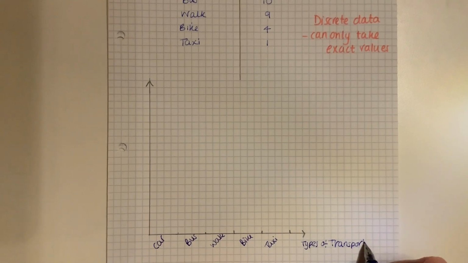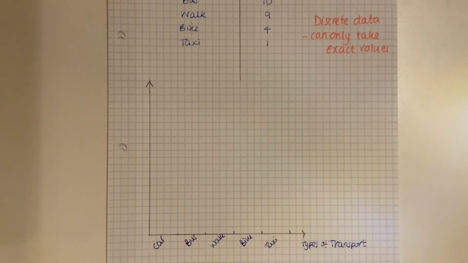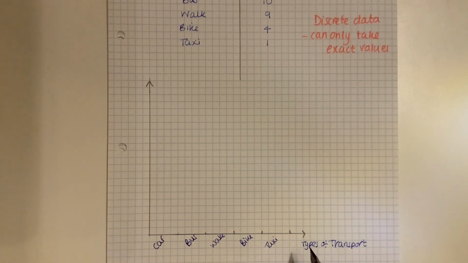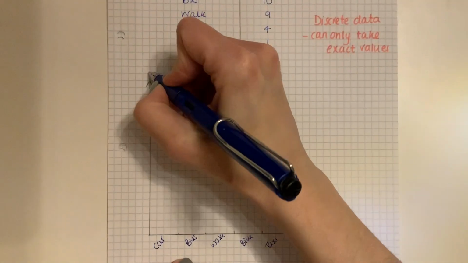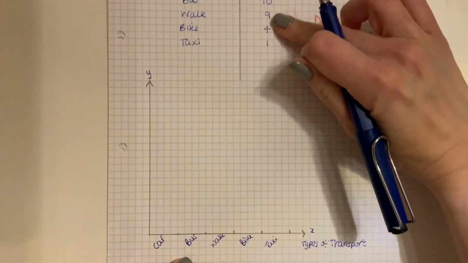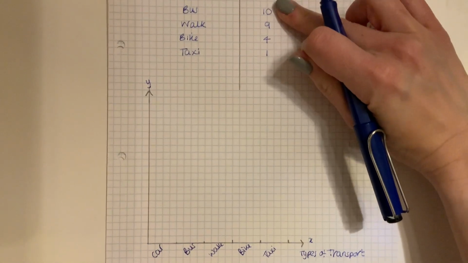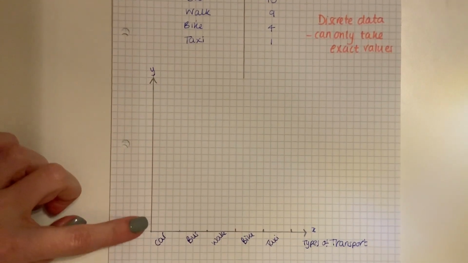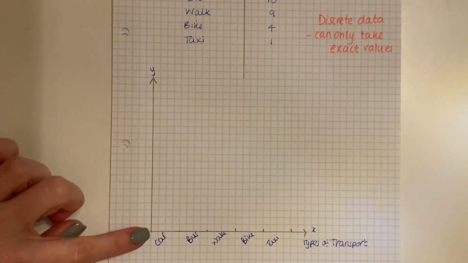Okay, the next thing we need to do is figure out our frequency. So our frequency always goes on the y-axis, okay? So our frequency, the highest value we've got, that's what we're looking for. The highest value I've got here is 10. So I know that my scale on this side has to go from 0 to 10.